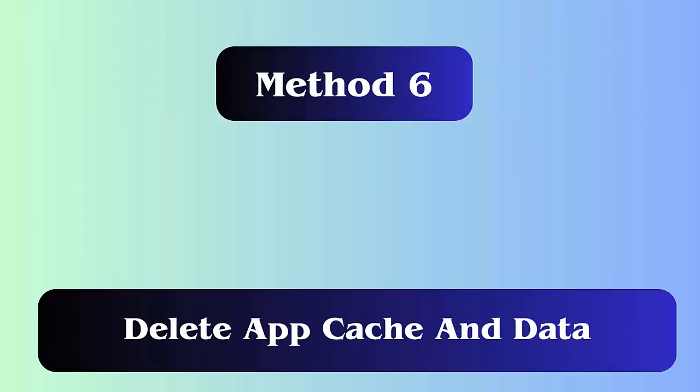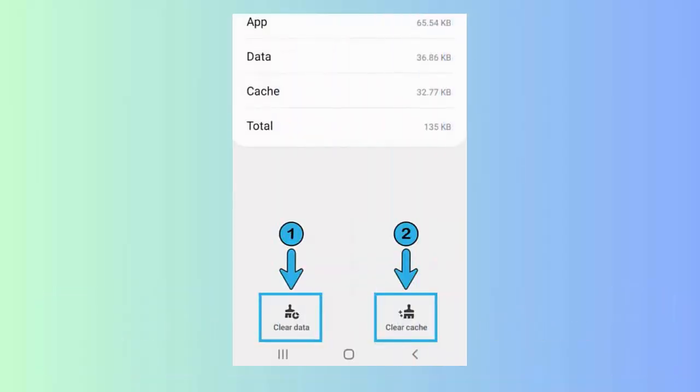Method 6. Delete app cache and data. First, go to settings and then move down to app management and click on it. And now, look for the app creating the problem and open it. Here, go to storage and then tap on the clear data option.